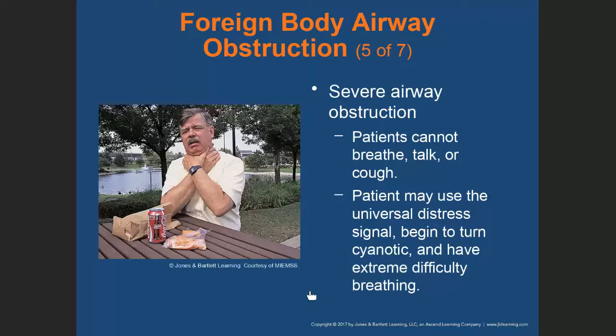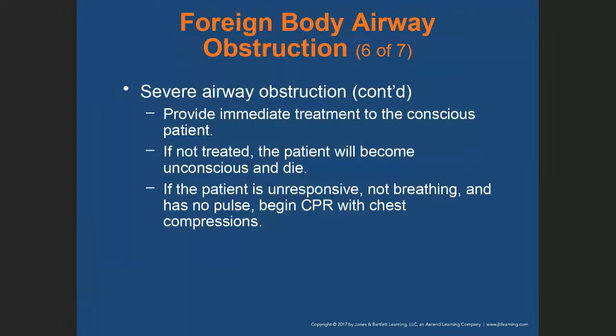Severe airway obstruction: the patient cannot breathe, talk, or cough. The patient may use the universal distress sign, begin to turn cyanotic or blue, and have extreme difficulty breathing. Provide immediate treatment to a conscious patient. If not treated, the patient is going to lose consciousness and can die. If they go unresponsive, you follow your BLS guidelines or CPR guidelines for foreign body airway obstruction.